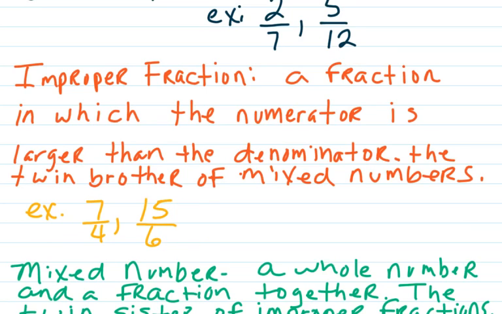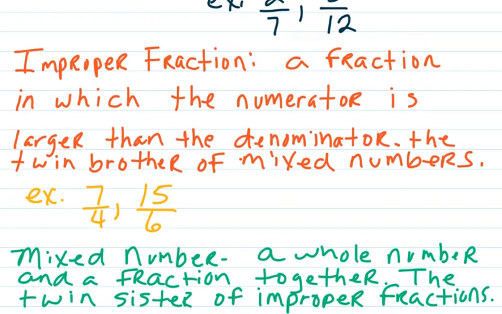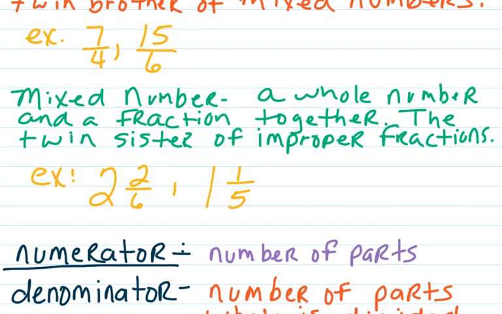And remember, very important, that an improper fraction is the twin brother of mixed numbers. A mixed number is a whole number and a fraction together, and you remember that this is the twin sister of improper fractions. So improper fractions and mixed numbers really go together, and we're going to be exploring how to convert those later on. We have an example here: 2 and 2/6, or 1 and 1/5. So a whole number and a fraction together.